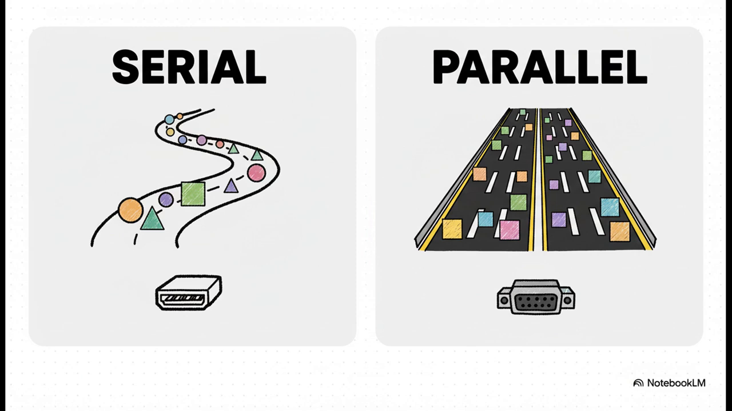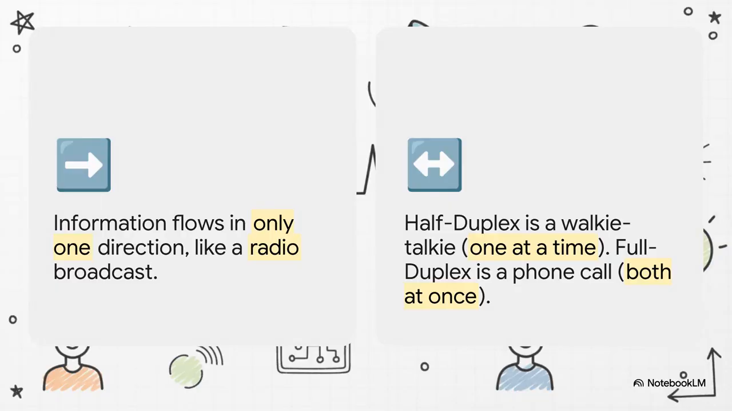Now, parallel, that's a multi-lane superhighway. Tons of bits travel at the same time. It's way faster, but really only for short distances, like from an old computer to a printer sitting right next to it. Next up, we have to decide who gets to talk and when.